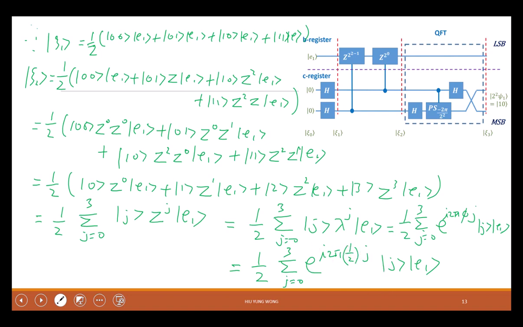You see that by doing this Hadamard gate and then this control operation, I come up with a superposition which is weighted by the j and also is phase. And then later, I'm going to do a quantum Fourier transformation to extract j. And that's what I'm going to show you. But are you okay with this? Everyone okay with this?